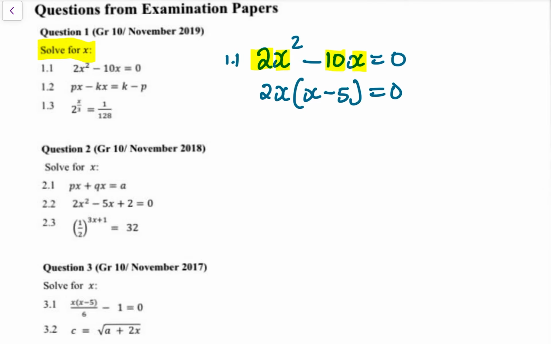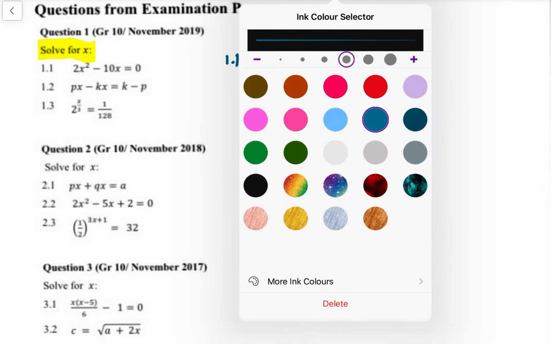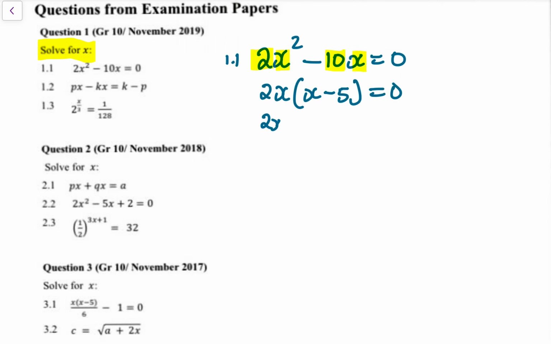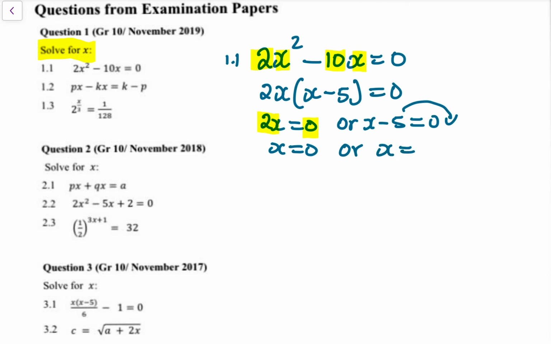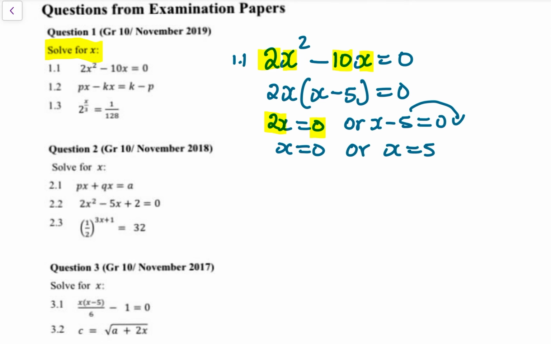Now we have a product. If the product is equal to 0, that simply means either 2x is equal to 0 or x minus 5 is equal to 0. From this one, if we divide by 2 on both sides, we remain with x is equal to 0. Or with this one, we just transpose 5. So if we transpose negative 5, we will have x is equal to positive 5. And then these are your values of x. x is equal to 0 or x is equal to 5. Let's move to number 2.